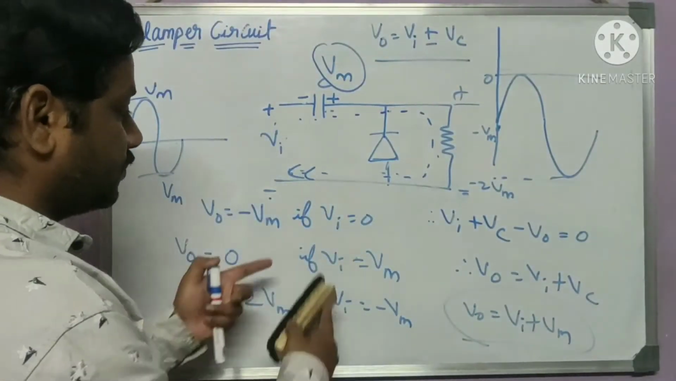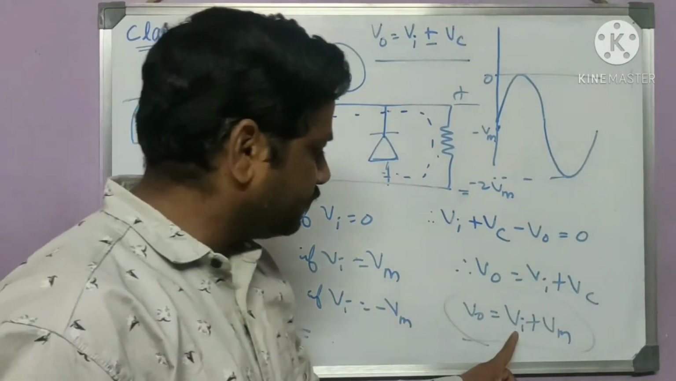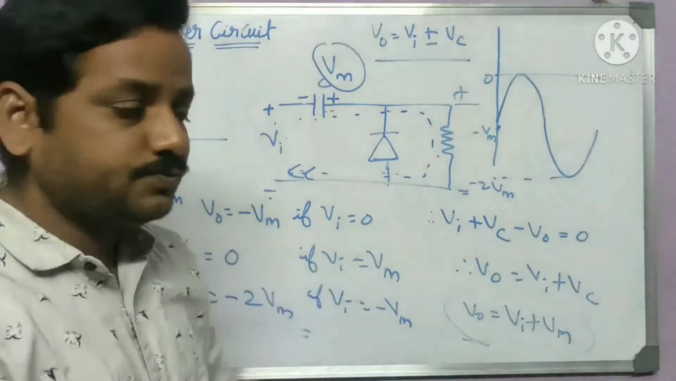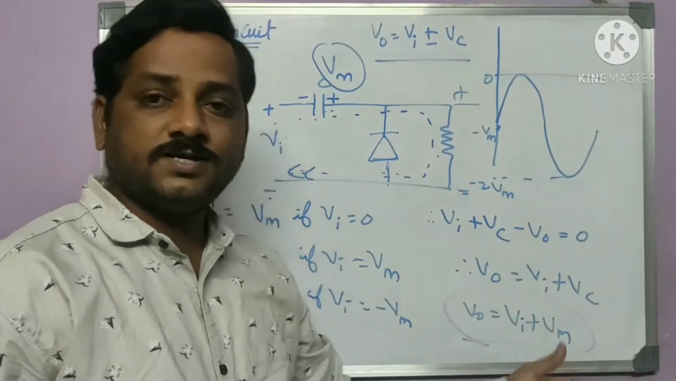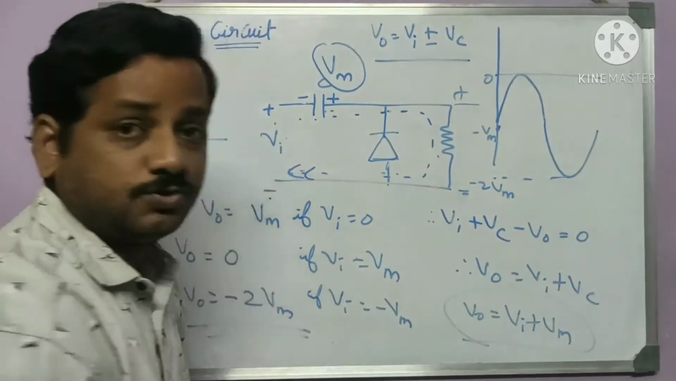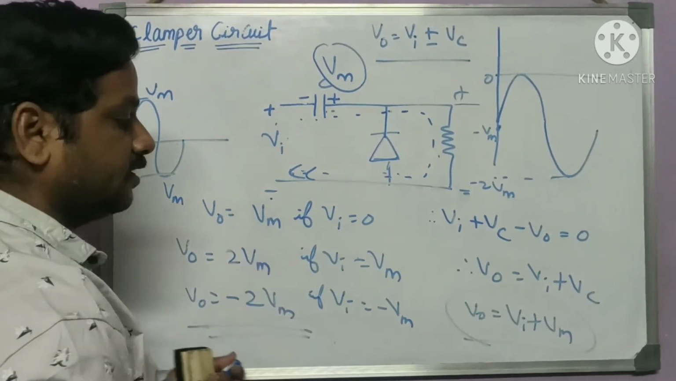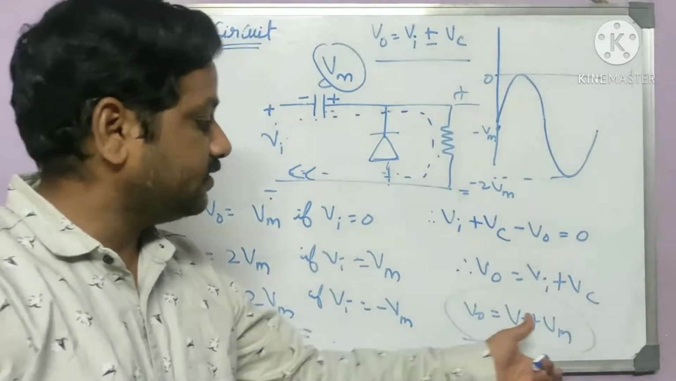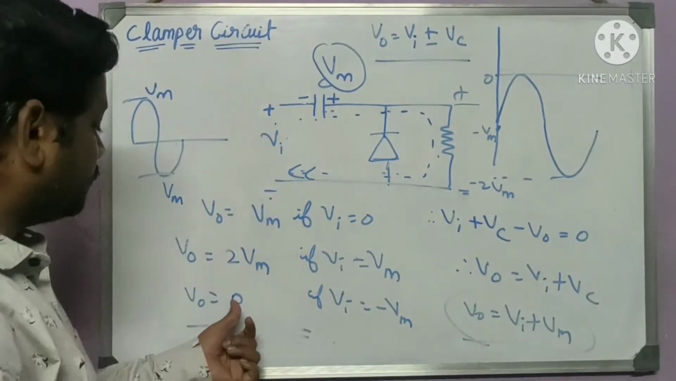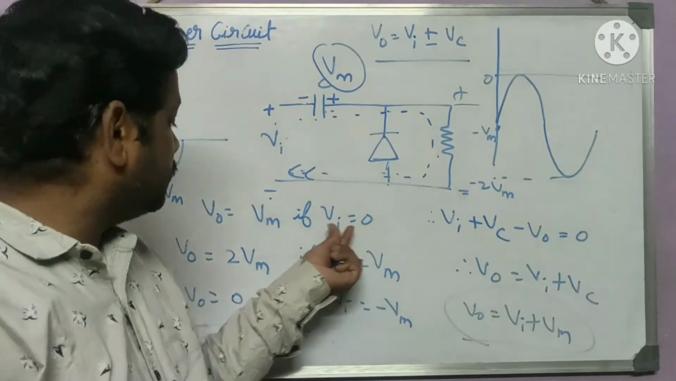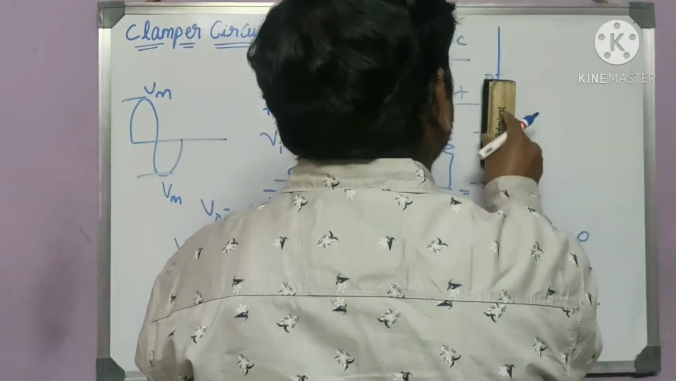So let's see the output equations. If this is the condition, what will be the output? If input is 0, we get positive Vm. If input is Vm, then we get 2 times Vm, that is Vm plus Vm, we get 2 Vm. So here we get 2 Vm. If input is minus Vm, then we get 0. We are going to get 0. So it's nothing but what happens here. If input is 0, we have Vm. So the output can be represented like this here.